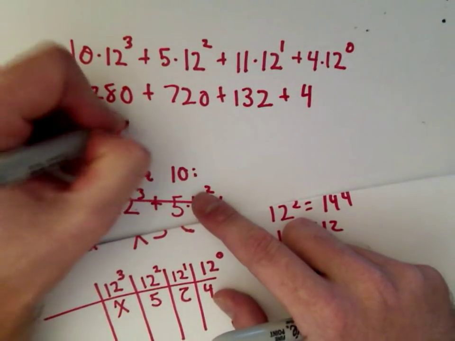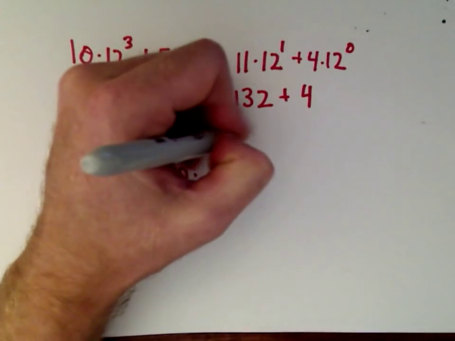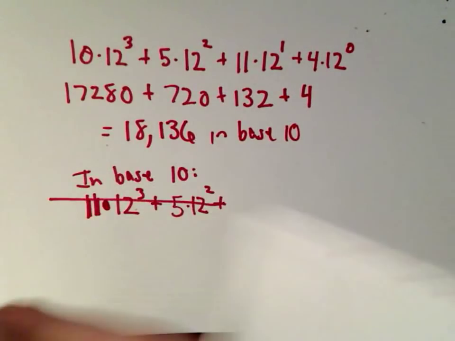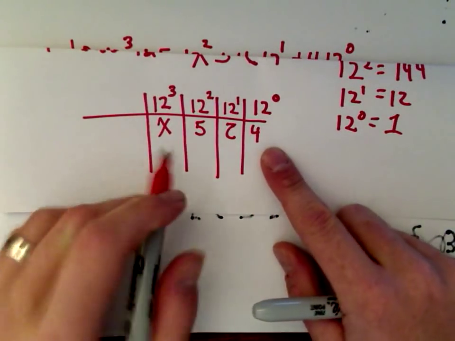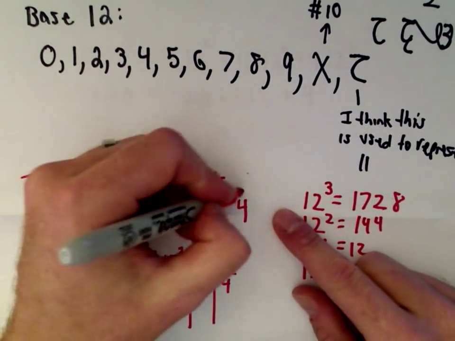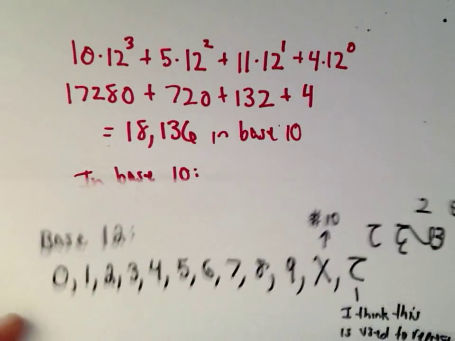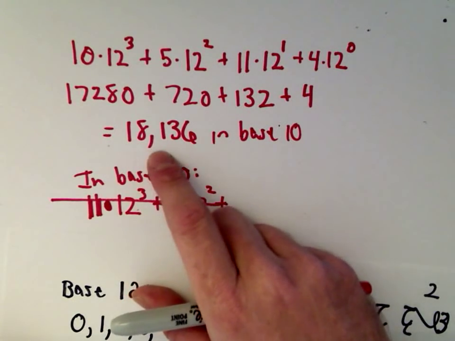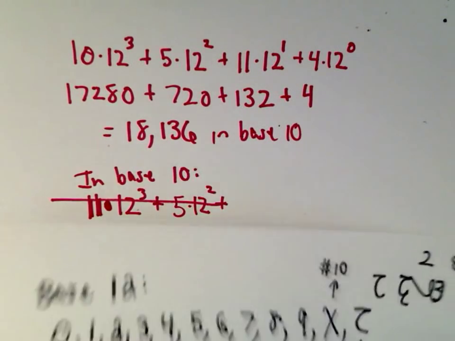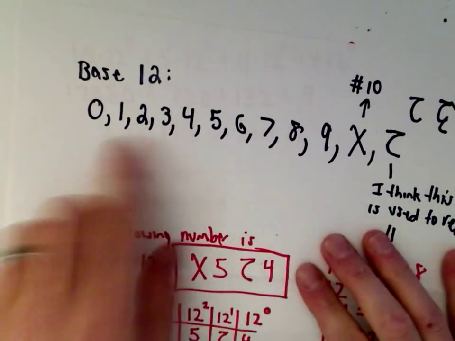Shouldn't really need a calculator for this. 18,136 in base 10. So again, this number, which was in base 12, is now going to be equivalent to the number 18,136 in base 10. So, okay, I think I'm going to leave it there. Hopefully you see the general idea of how to convert from a number in one base into base 10.